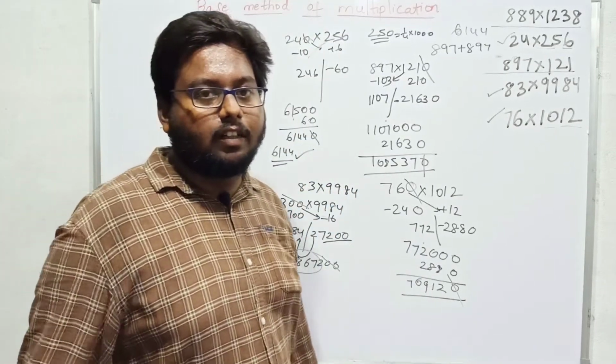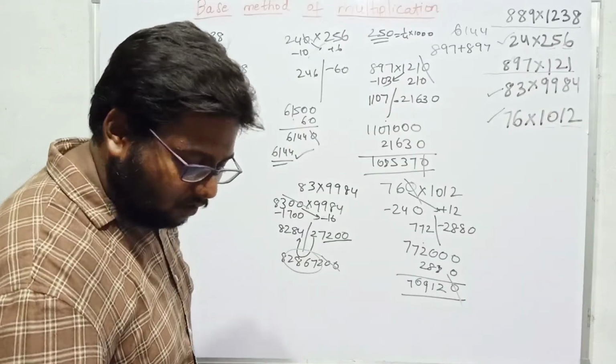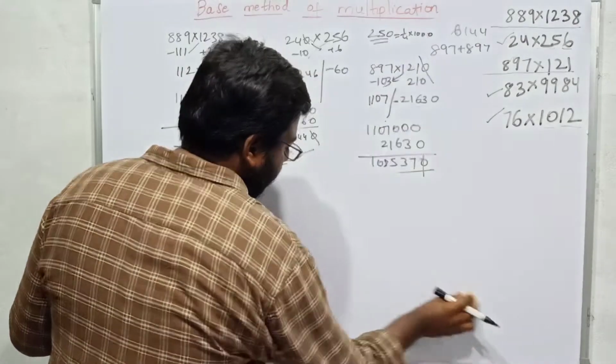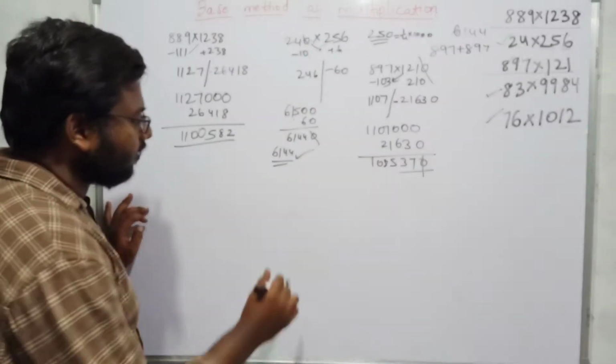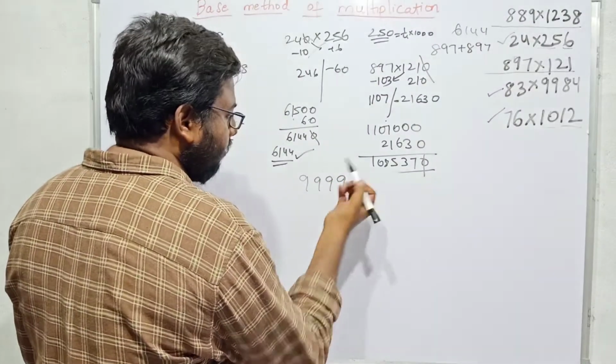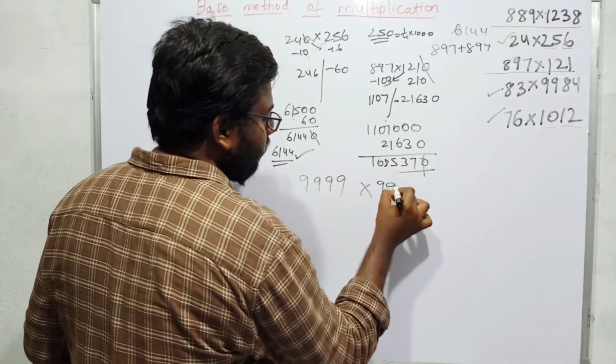So why is it necessary to learn this method this exhaustively and clearly? It will be very useful in calculating squares. For example, in the video of 9, 11, 99, 111, we saw this case: how to calculate the square of the number 9999. That means 9999 into 9999.